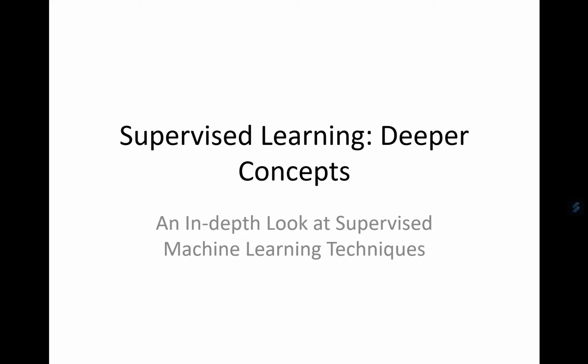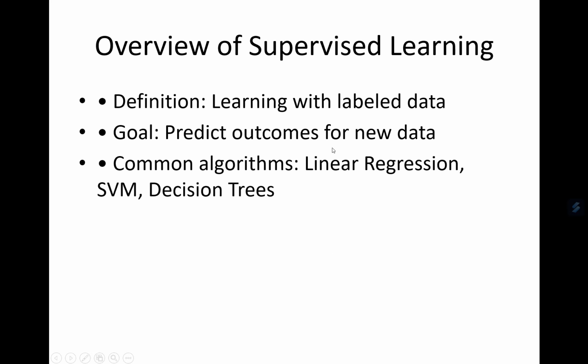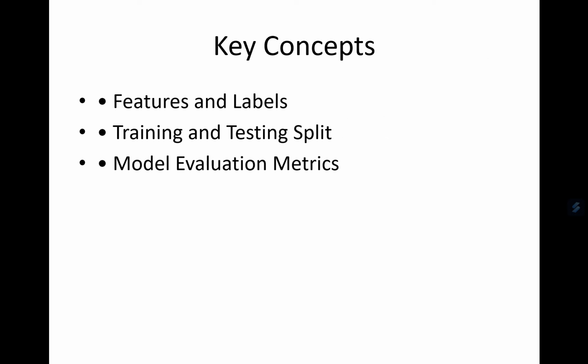Discuss supervised learning and deeper concepts. An overview of supervised learning: the definition, which we call learning with labeled data, and the goal to predict outcomes for new data. Common algorithms you can use are linear regression, SVM (support vector machines), and decision trees. The key concepts are features and labels, training and testing split, and model evaluation metrics.